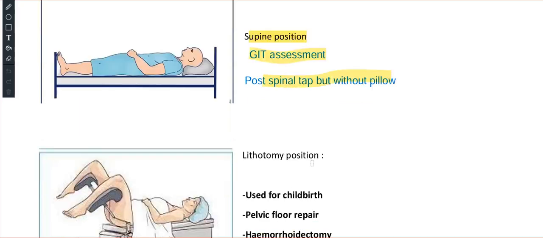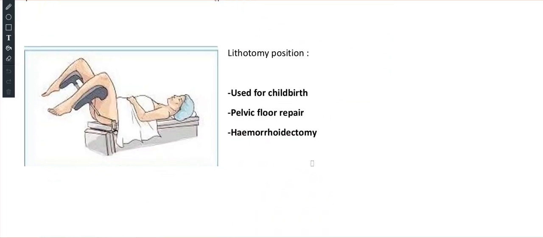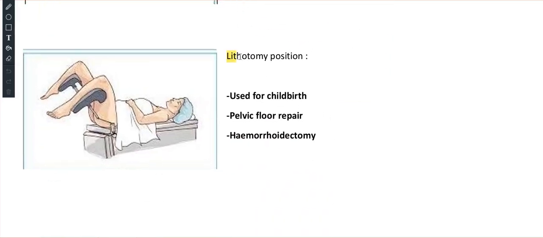Now the second position is lithotomy position. In the lithotomy position, the female lies on the table, and her legs rest on special appendages on the bed. This is lithotomy position. The other lithotomy position can be one in which the feet rest on the edges of the bed, right? So these are two forms of lithotomy position.